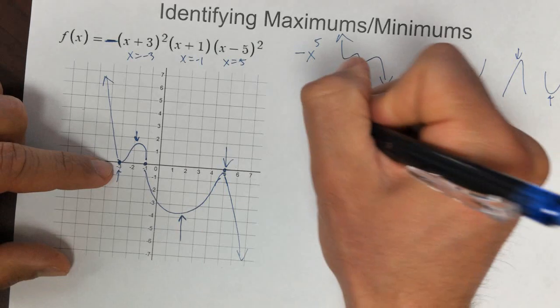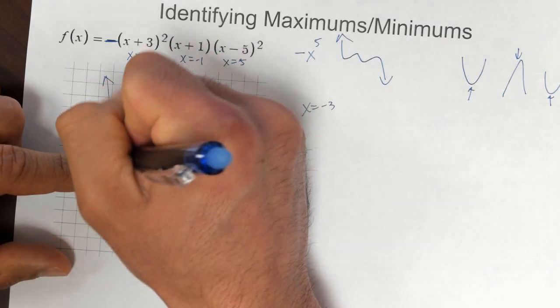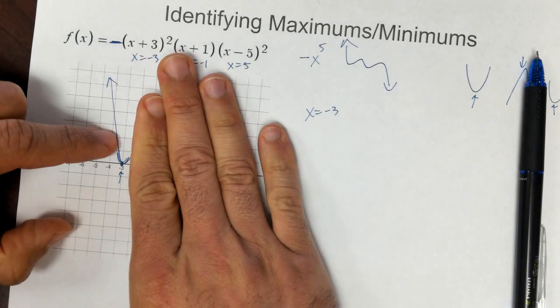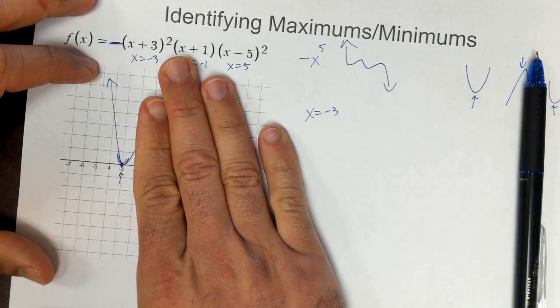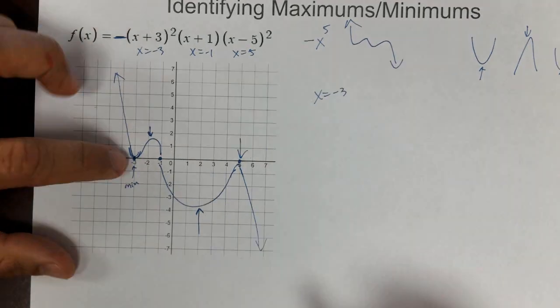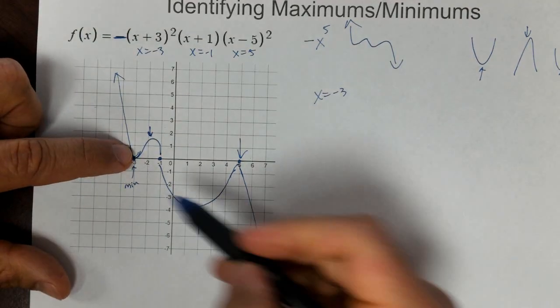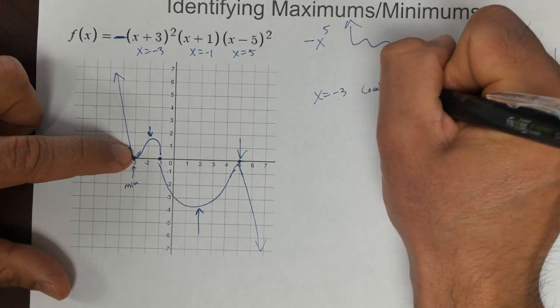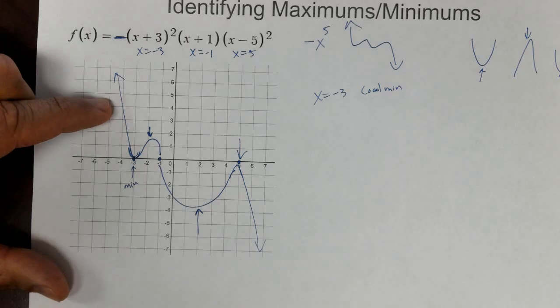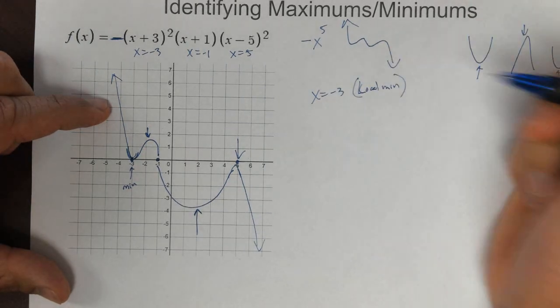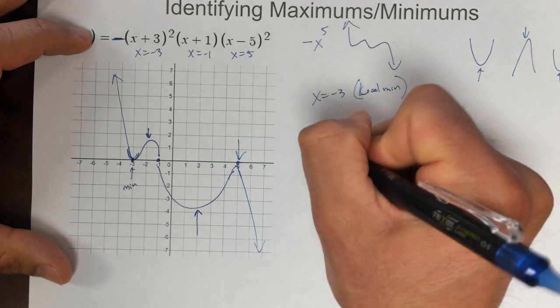At negative 3, we reach a low point in the graph, right? Relative to the points around it, it's a low point. It's a minimum. Is it the lowest point in the graph? No, because there's other points that are even lower. So it's a local minimum. The local minimum value. Then what happens at negative 2?